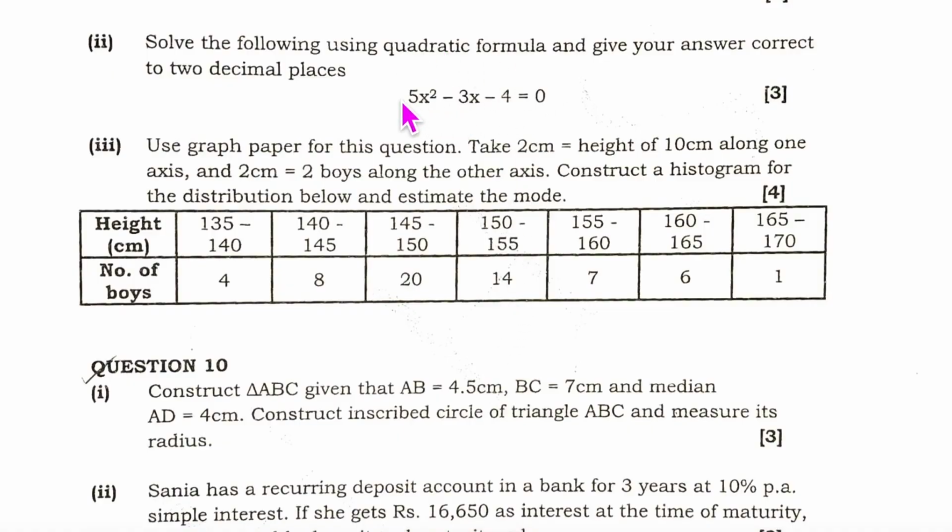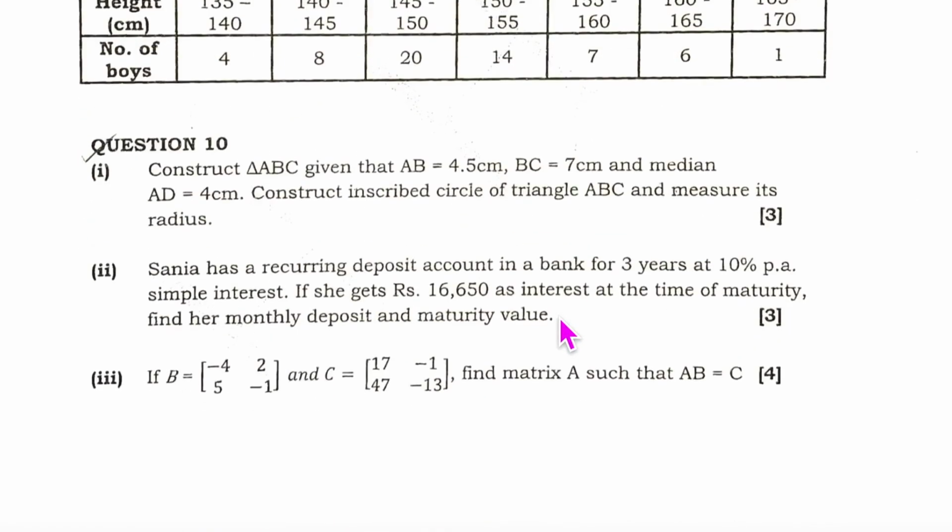Now using the quadratic formula, this is easy. This also is easy. Construct a histogram. Yes, the histogram is easy. You will have to start with a kink on the x-axis. You know that? Okay. Question number 10. What is this? Construction, median. Didn't I do this yesterday?